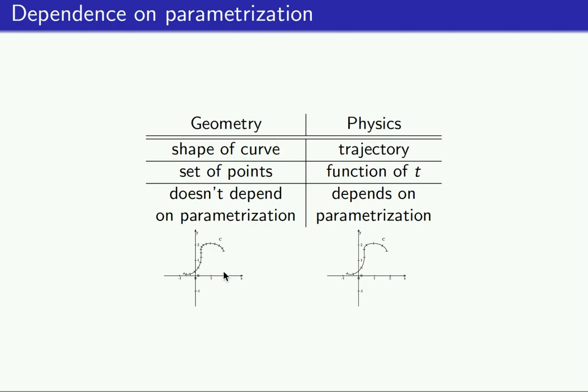So here I've got two curves. It's the same set of points, but here I put tick marks to indicate when I'm at various places. So t equals 0, t equals 1, t equals 2, and so on. Here t equals 0, t equals 1, you see I'm at different places, and maybe I go through it faster in this curve than on this one. So I would call something geometry if it doesn't depend on the parameterization, in other words, if it's the same for both of these. I would call it physics if it depends on the parameterization, where you might get a different answer for this one than this one.